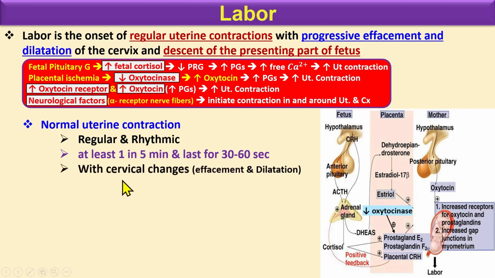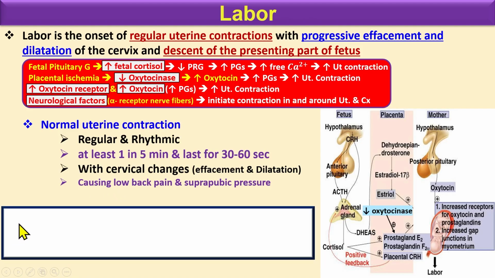And with the cervical changes, there should be effacement and dilation of the cervix, causing low back pain and suprapubic pressure. So this is what happens in the normal uterine contraction. Why is this criteria important for the contraction? Because there are some other contractions which occur before the labor.